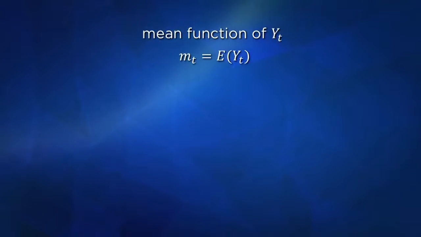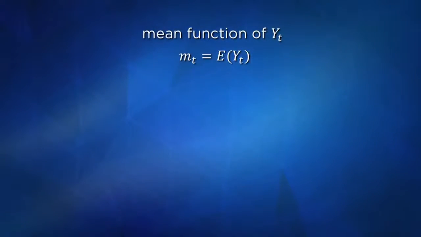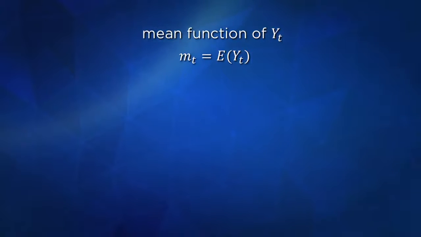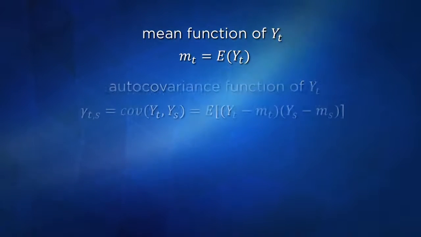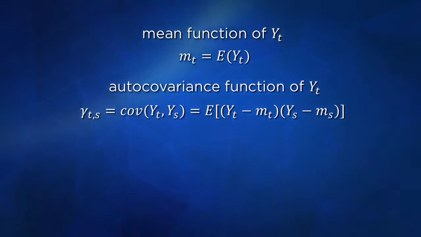Now, the mean function of y, we define that as m sub t. So this subscript t is telling us that now we've got a temporal dependency that affects that mean function. And this is just the expected value of our data, y sub t. We also have the autocovariance function. Now this is different from covariance, right? Covariance looked at how two different variables varied together.